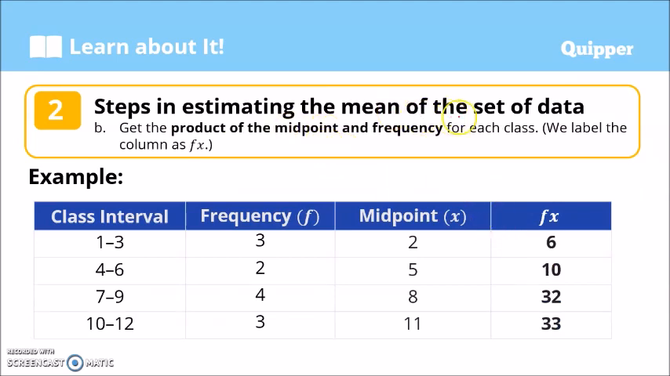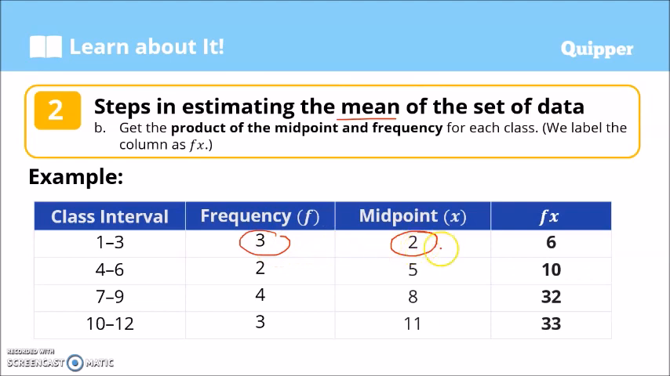So, steps in estimating the mean of the set of data. So, we have to get the product of the midpoint and the frequency for each class. We label the column as Fx. So, here is our class interval. Ito yung frequency natin. Kanina nagdagdag tayo ng midpoint. That's X, di ba? So, we have already determined the midpoint. Now, magdadagdag tayo ulit ng isang column. Now, this one, we call it Fx, meaning F times X. So, yung F is the frequency and yung X is the midpoint. So, F times X, meaning, i-multiply natin ang frequency dito sa midpoint.